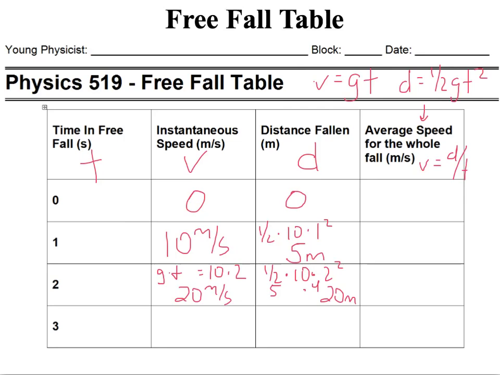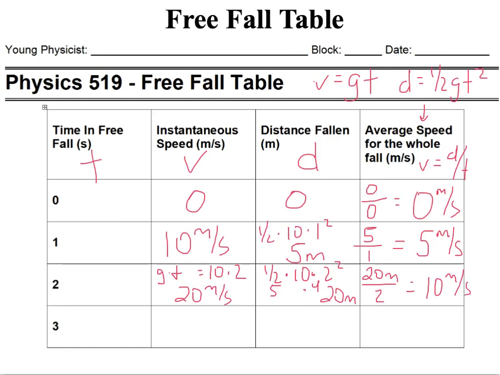So the average speed, the total distance fallen is 0 meters divided by 0 seconds, and that's going to be 0 meters per second. Here, the distance fallen was 5 meters, and the time was 1 second, so the average speed is going to be 5 meters per second. For the next one, we've gone 20 meters, and it's taken 2 seconds, so our average speed is going to be 10 meters per second, and so on and so on.